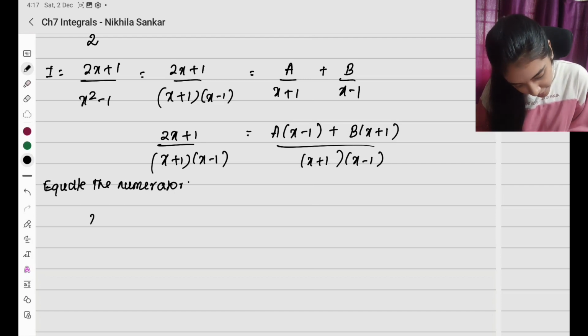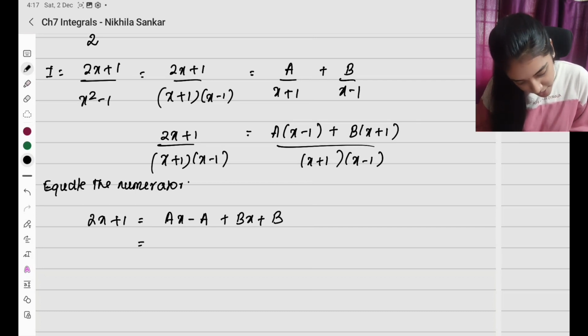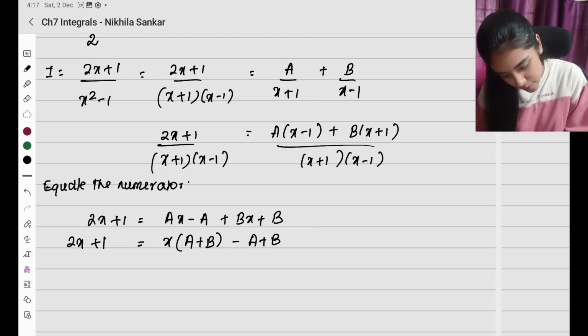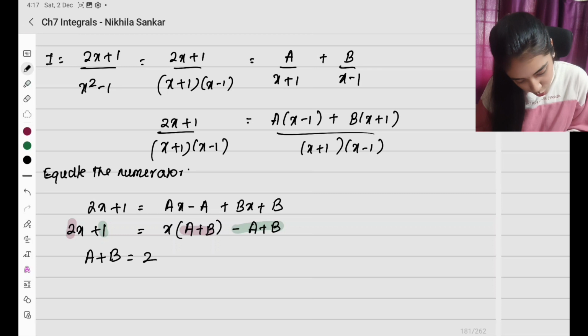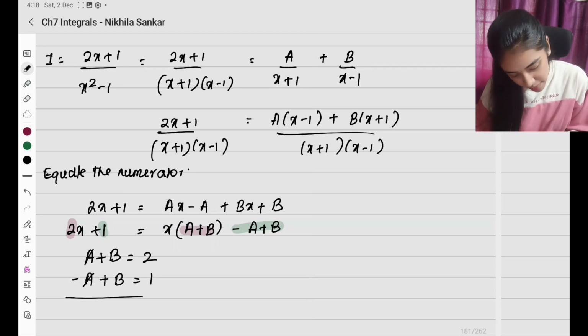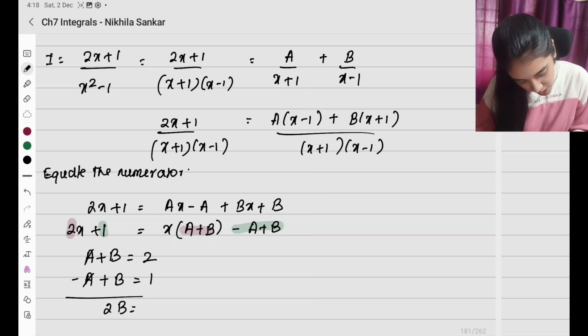So I have 2x plus 1 equals, when I multiply inside, ax minus a plus bx plus b. So when I club the x terms, I have a plus b, constant minus a plus b, which is 2x plus 1. So x order terms a plus b and constant is minus a plus b. Okay. So a plus b equals 2, minus a plus b equals 1. I'll directly use the elimination method. a and minus a cancel. b plus b is 2b equals 3. So the value of b is going to be 3 divided by 2.